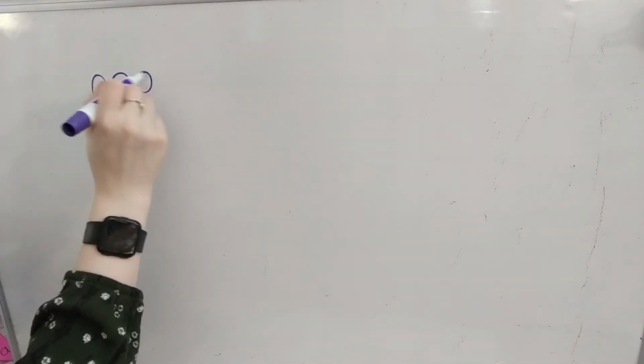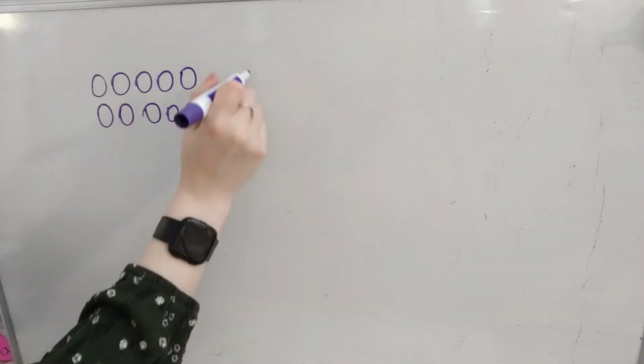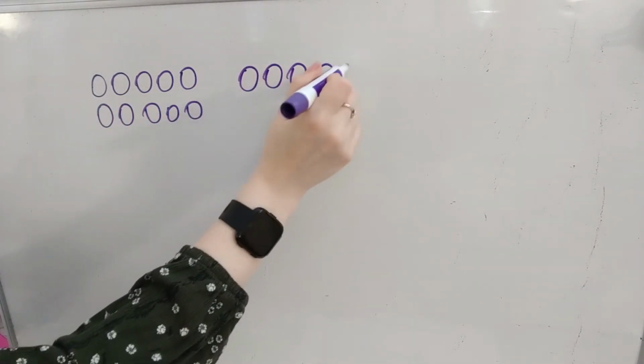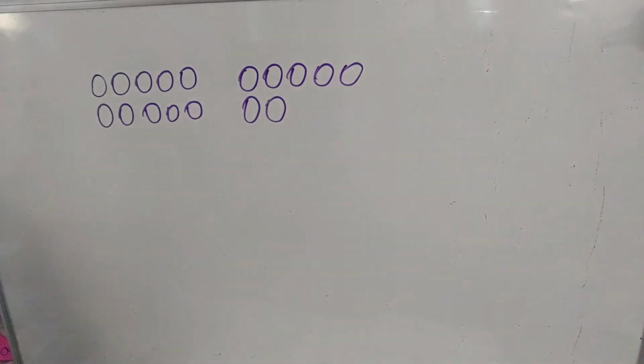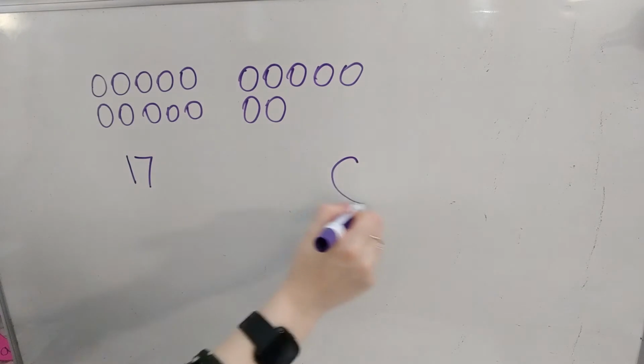Okay, let's look at number 3. Number 3 says there are 17 squash. 8 squash are yellow. How many squash are green? So 17 squash. I'm going to draw my 17 squash. 1, 2, 3, 4, 5, 6, 7, 8, 9, 10, 11, 12, 13, 14, 15, 16, 17. 17 squash. Here is my number bond.